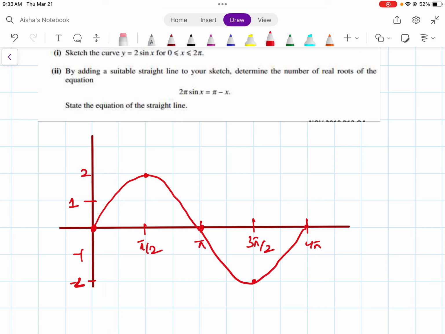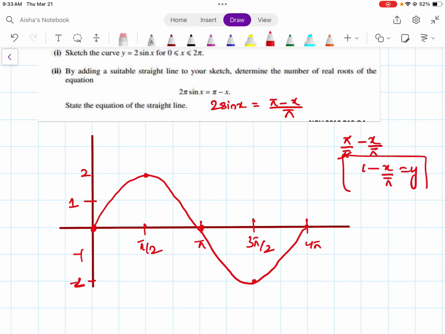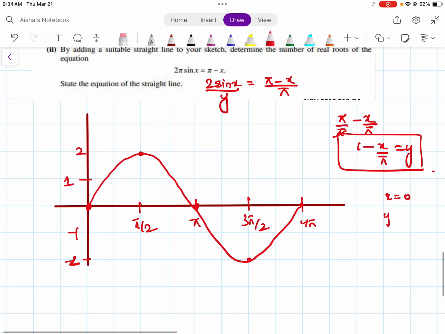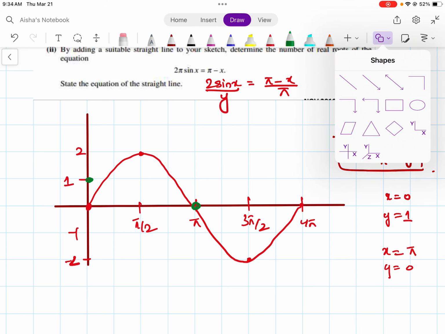By adding a suitable straight line, we have already drawn 2 sine x. Moving this particular pi value to the other side, this is my straight line because 2 sine x is equal to y. Now, let's suppose the value of x is 0, so y is 1. When the value of x is pi, the value of y is 0. Let's draw a straight line out of it.